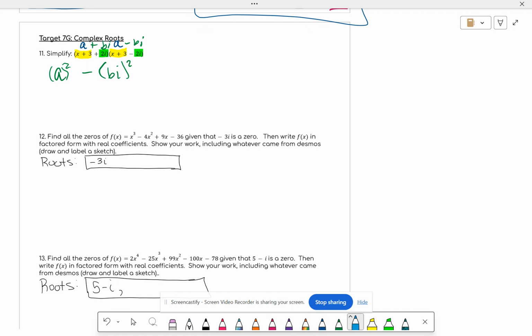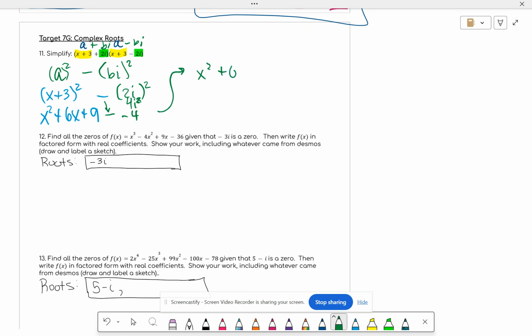So you can do x plus 3 quantity squared minus 2i squared. So x plus 3 quantity squared gives me x squared plus 6x plus 9. And the 2i squared gives me 2 times negative 1. Oh, sorry, no, 4 times negative 1. Be careful. So it's 4i squared, which is 4 times negative 1, which is negative 4, but I have this minus sign right here. So that actually gives me x squared plus 6x plus 9 plus 4, so plus 13.